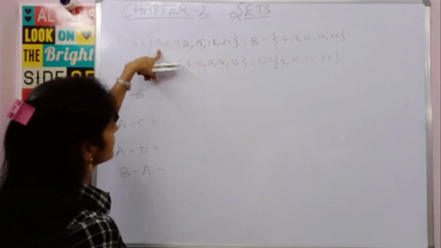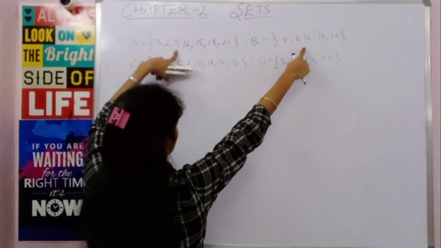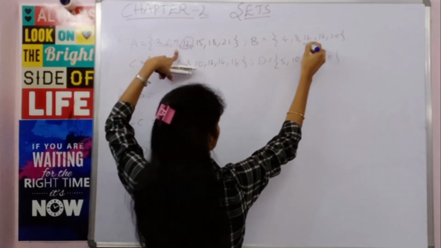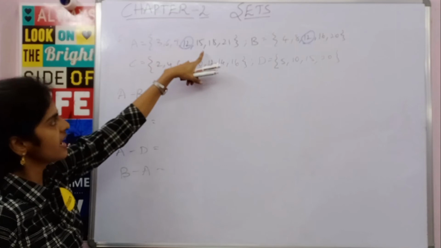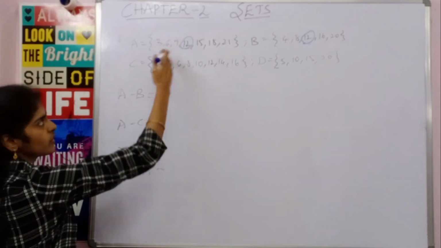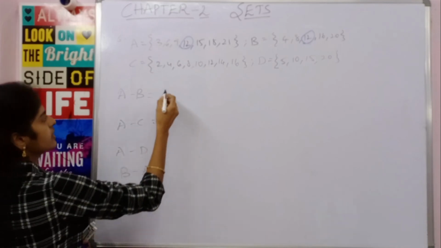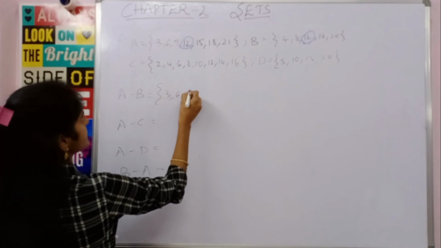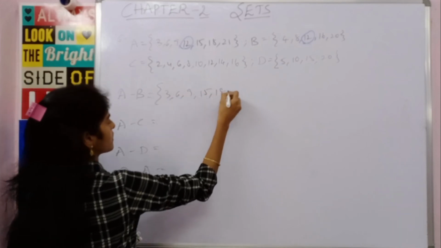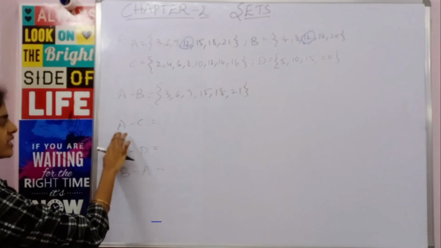Now just see what are the common elements of A and B. You have 3 here, there is no 3. You have 6, there is no 6 here. You have 9, there is no 9, but 12 is common in both the sets. There are no other common elements. So you will remove 12 from A and you will write the other elements of A. It is 3, 6, 9, 15, 18, 21 are the elements of A minus B.